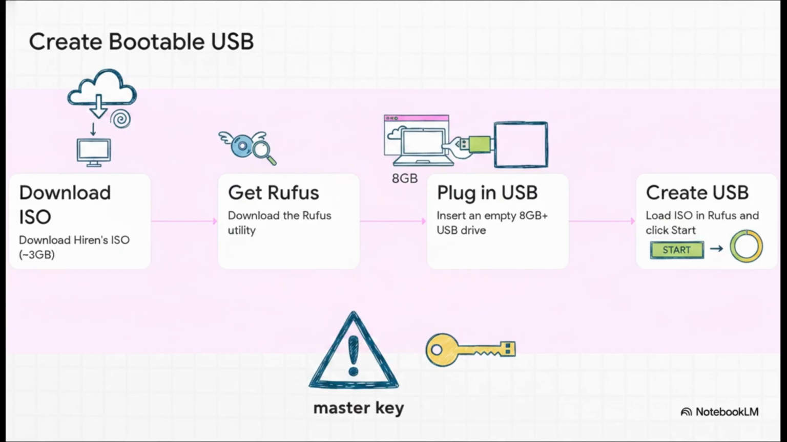Next, grab a free, lightweight little app called Rufus. Now take an empty USB drive. You'll need one that's at least 8 gigabytes, and plug it in. Open up Rufus, point it to that Hiren's ISO file you just downloaded, and hit Start. But hey, quick warning here. Rufus will completely wipe and erase all existing data on that USB drive to make it bootable, so make sure there's nothing important on there. Once it finishes, your master key is ready to go.